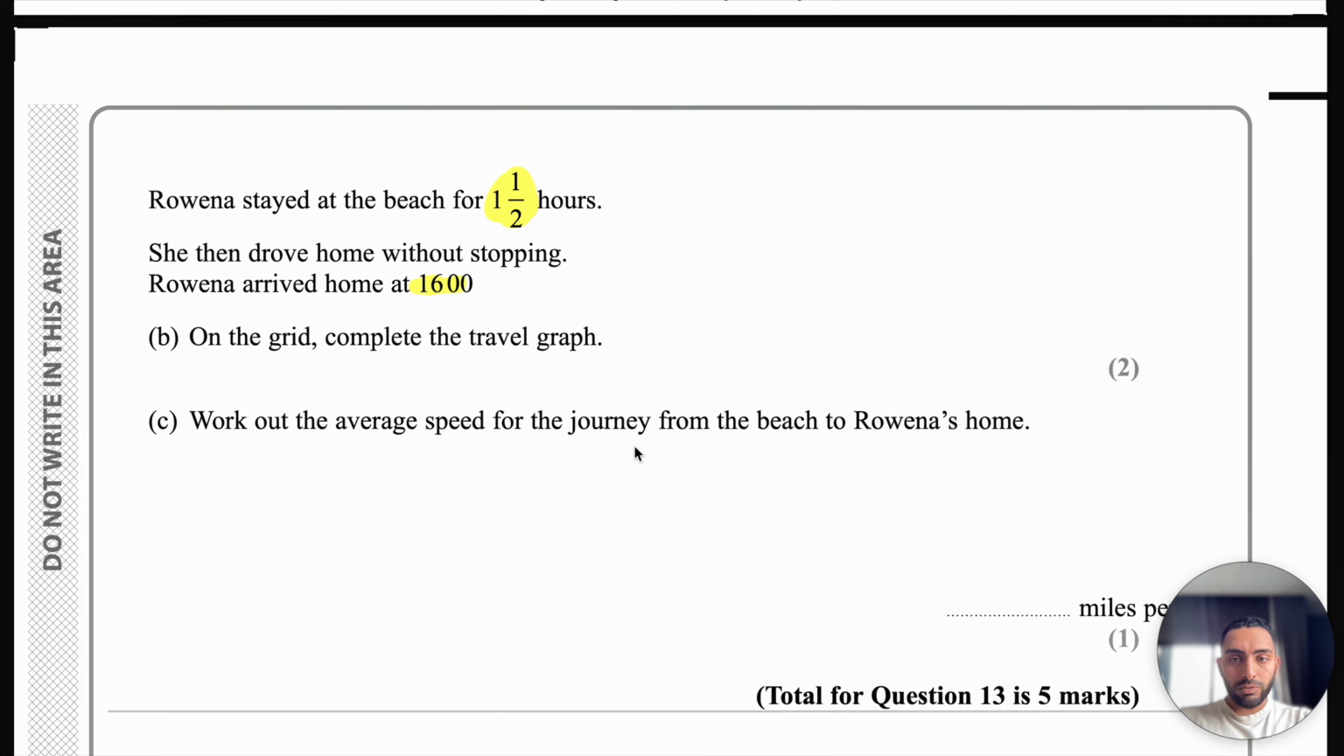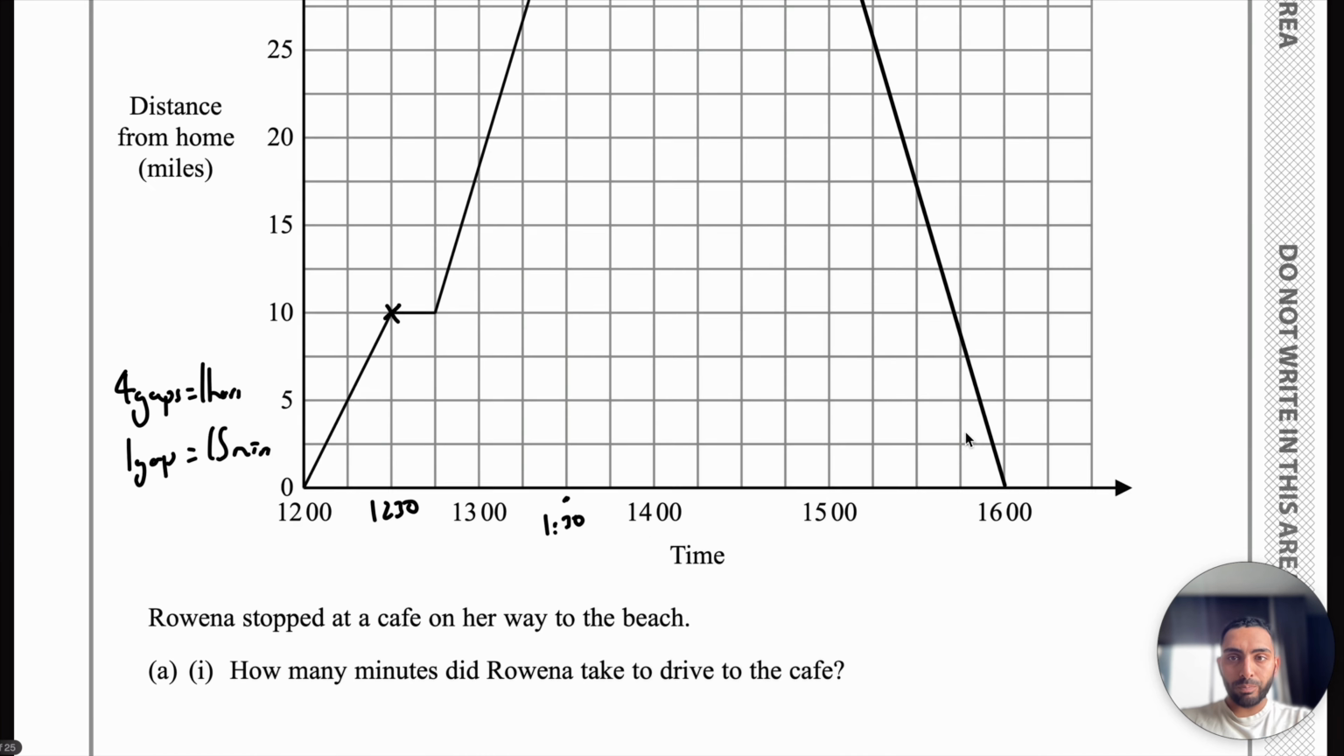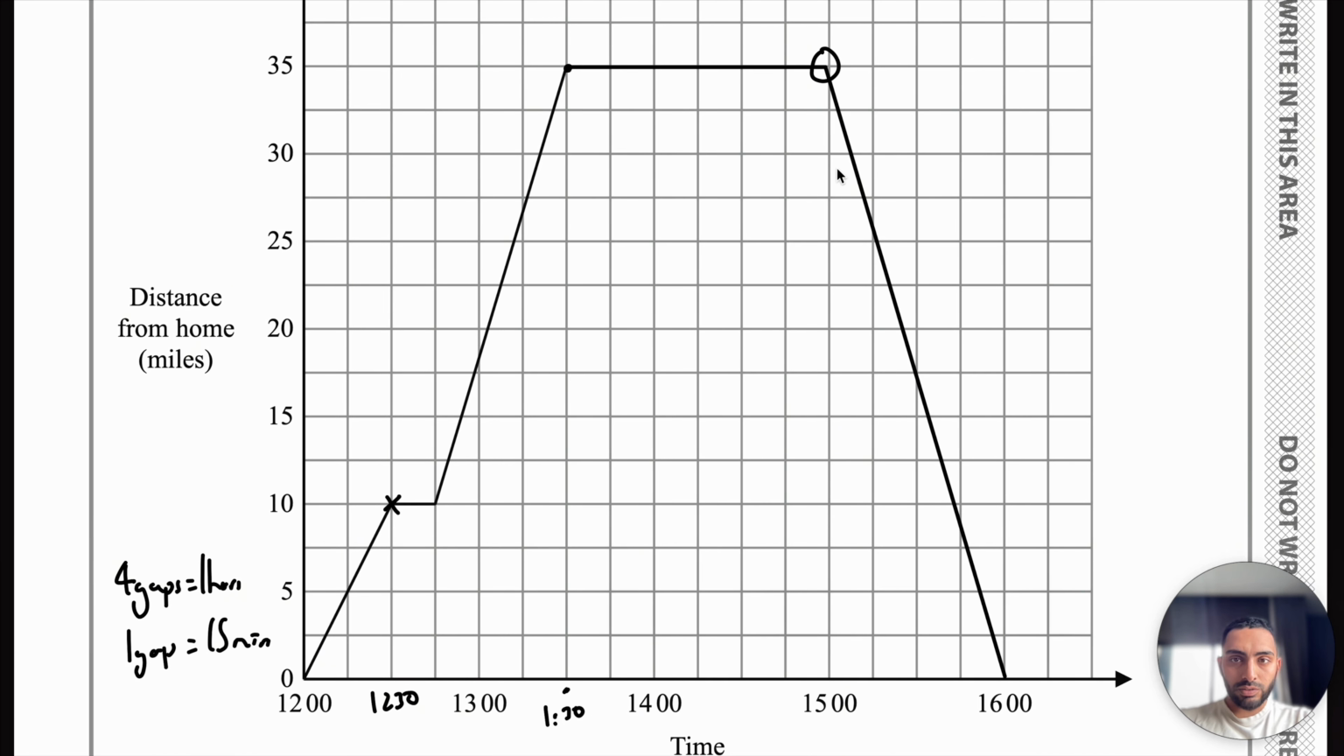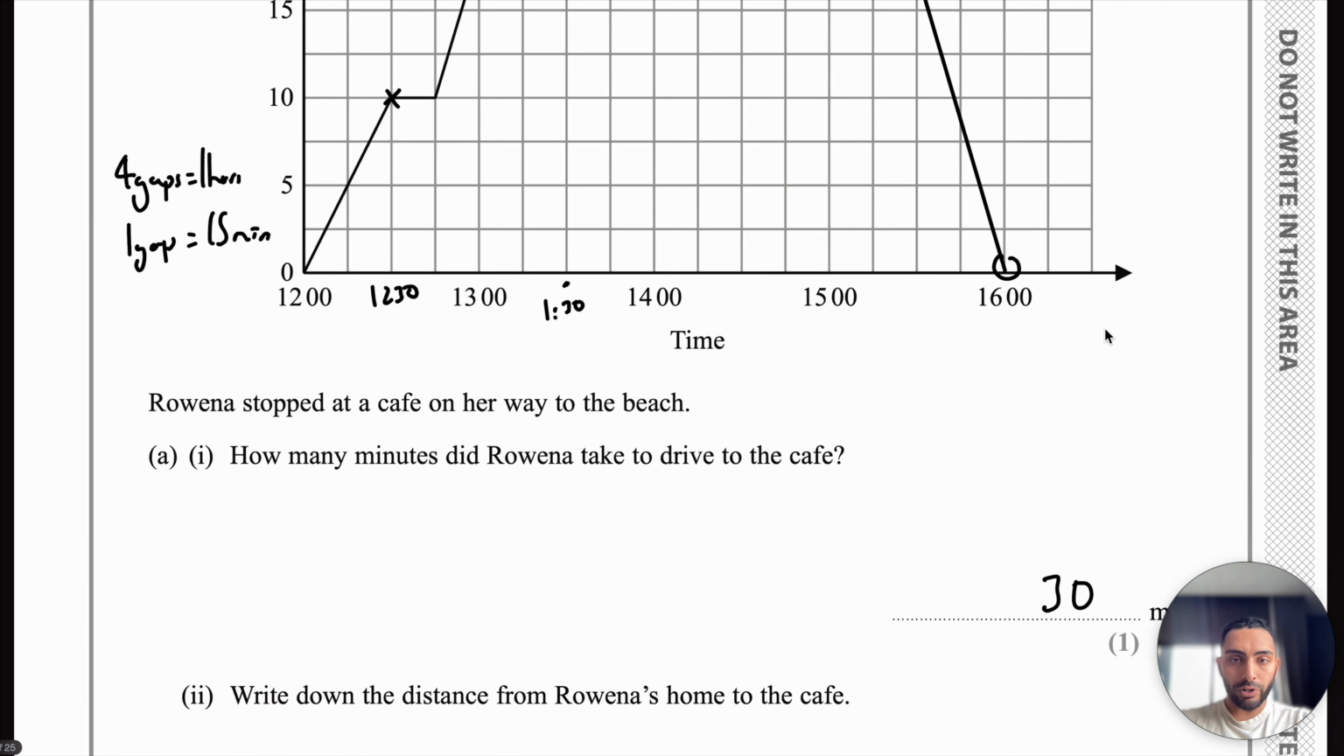Work out the average speed for the journey from the beach to Rowena's home. So we're trying to find the speed that it took to get from the beach back to home. First thing we need to think about is how long did it take? She left the beach at 3 p.m., or 1500. She arrived back at home at 4 p.m. and she's traveling 35 miles. You can see it's gone from 35 down to 0. So within 1 hour, she's driven 35 miles. And this one's quite nice because it's just 1 hour, she's driven 35 miles per hour.